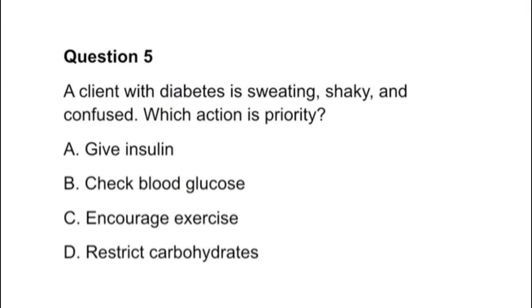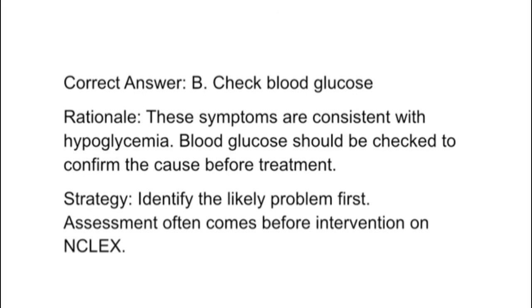Question 5. A client with diabetes is sweating, shaky, and confused. Which action is priority? A. Give insulin. B. Check blood glucose. C. Encourage exercise. D. Restrict carbohydrates. Correct answer, B. Check blood glucose.